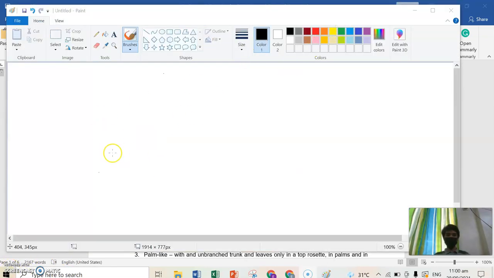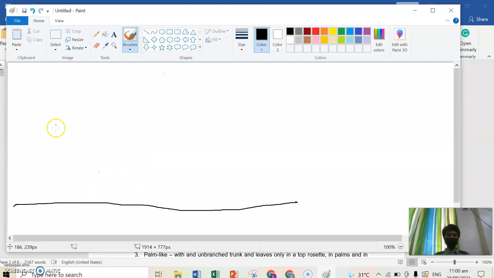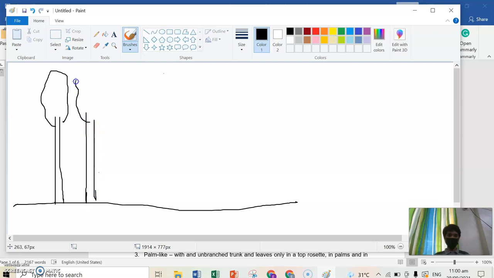So, for example, if this is our forest, this is the forest floor. Then we have different tree species or plant species living within the forest. This is what we call stratification. Again, stratification is the different layers that we can observe in the forest.